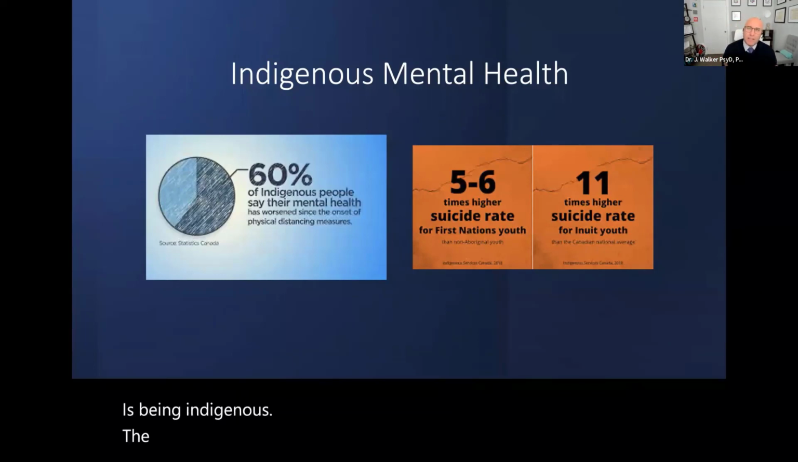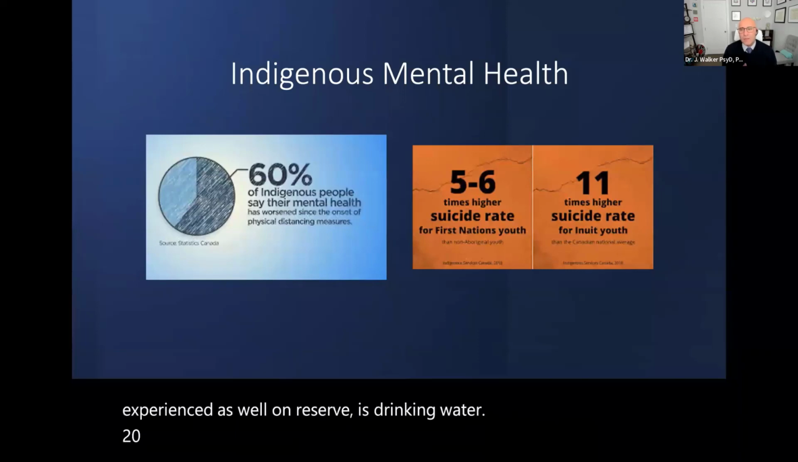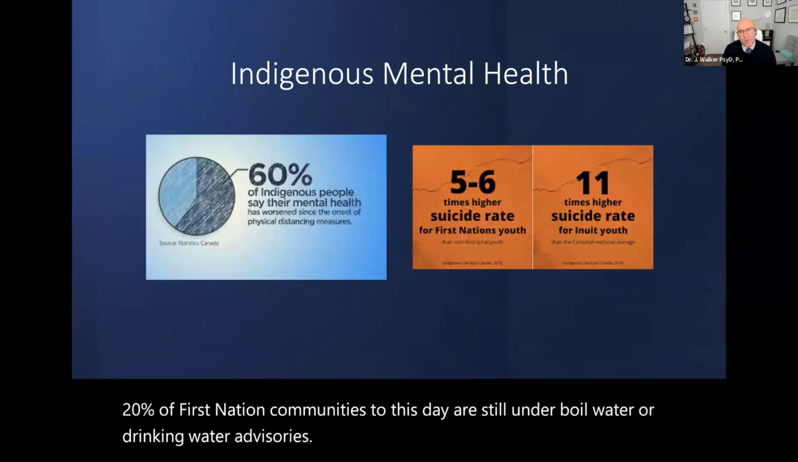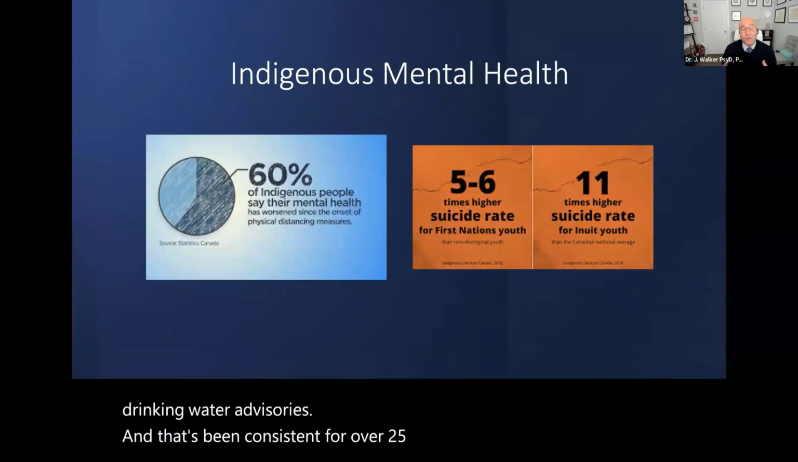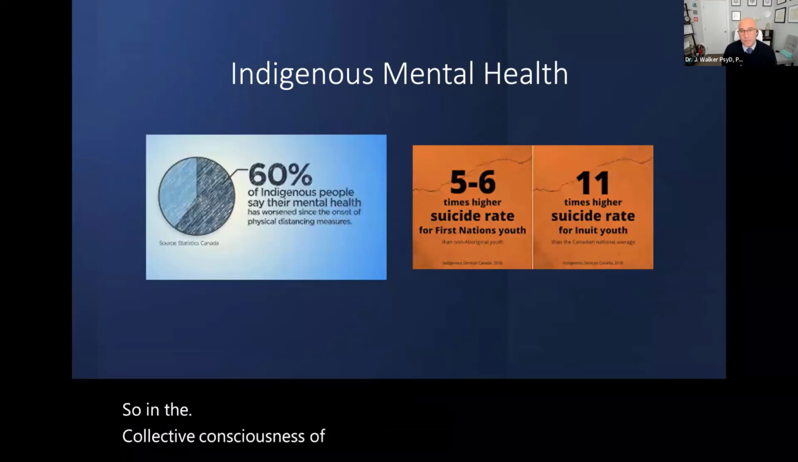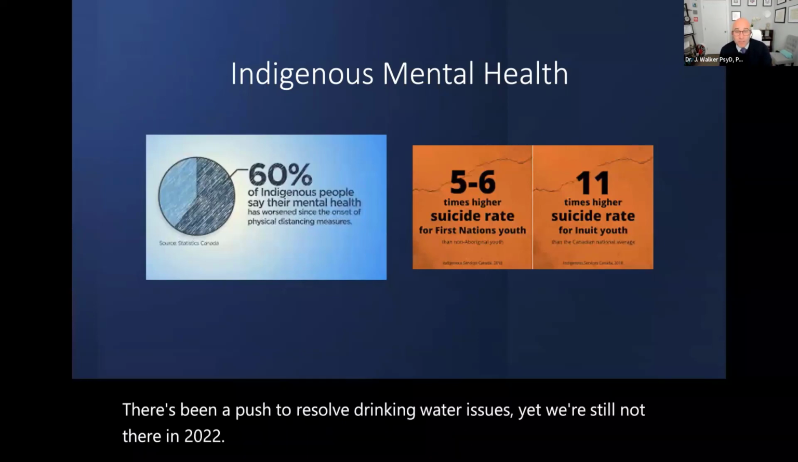The other thing that has come to the forefront, and I've definitely experienced as well on reserve, is drinking water. 20% of First Nation communities to this day are still under boil water or drinking water advisories. And that's been consistent for over 25 years. So in the collective consciousness of Canada, there's been a push to resolve drinking water issues, yet we're still not there in 2022 for Indigenous people.